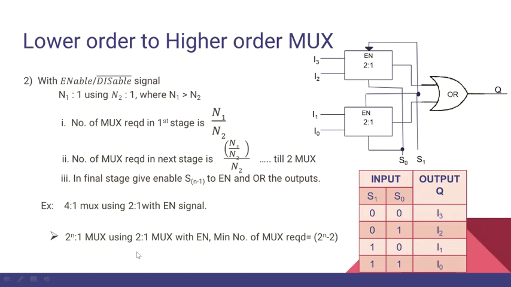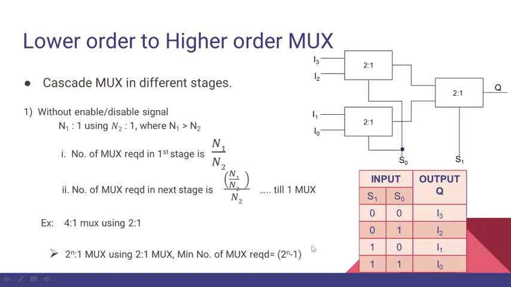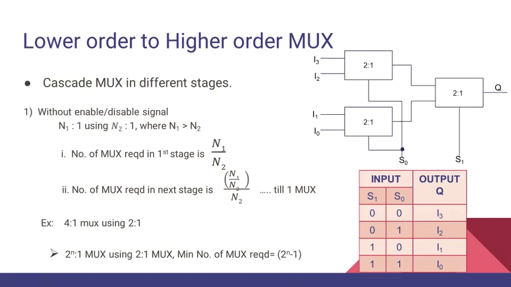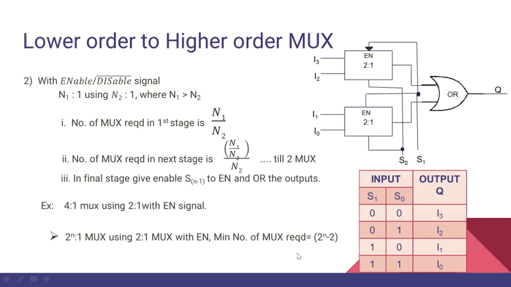Similar to before, this is the equation, that is 2^n minus 2 muxes are required to make a 2^n:1 mux using 2:1 muxes that have an enable signal. So the difference is that one mux will be less if there is an enable or disable signal, whereas here there will be only muxes, but here in the final stage we will use an OR gate.